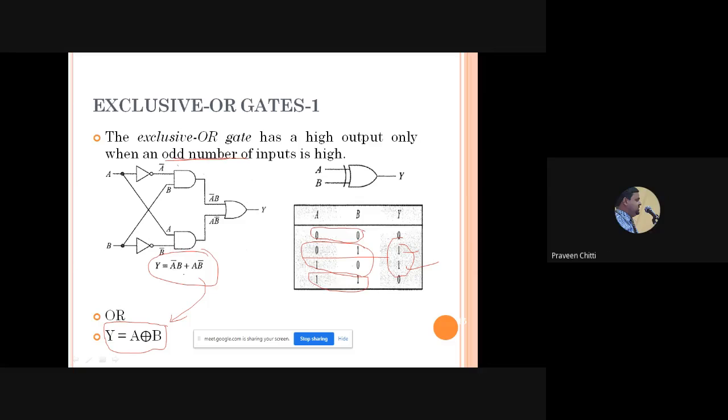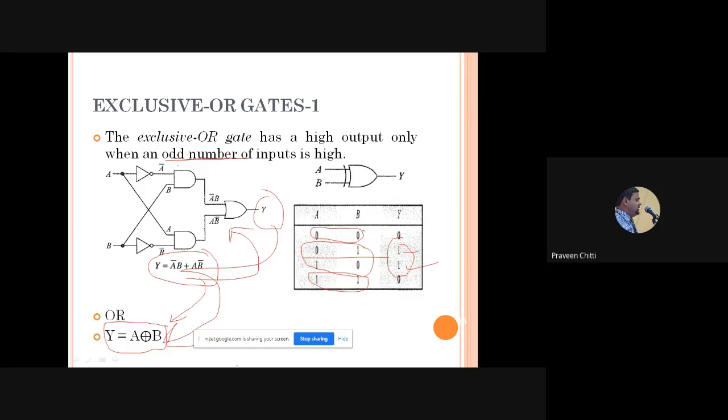Is that clear? A bar B plus A B bar you are going to get from this truth table, and that is nothing but A XOR B, and this is represented using basic gates like this. You can see here it is A bar and B, one AND gate. A and B bar, another AND gate. Both these terms should be given to OR gate. You will get Y as this, and that is equal to this.